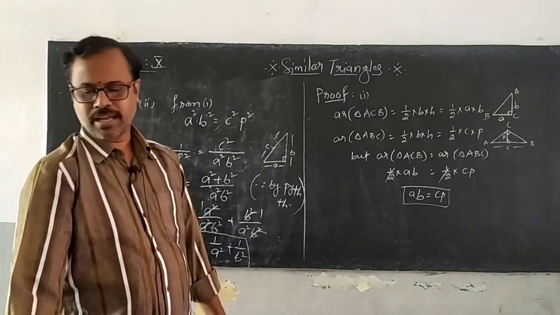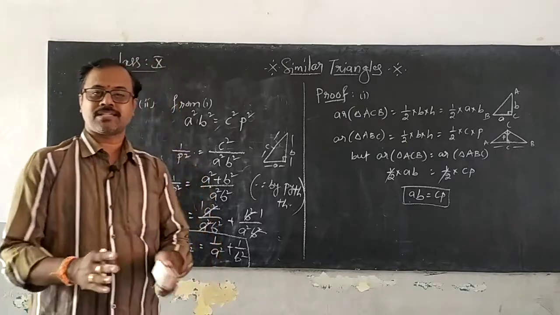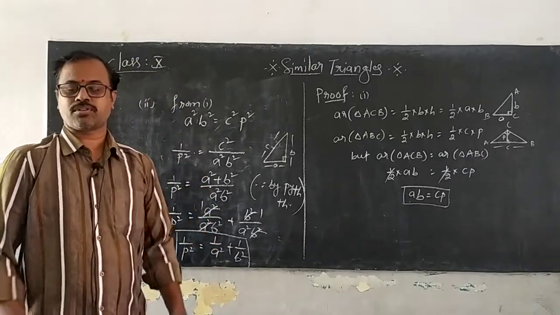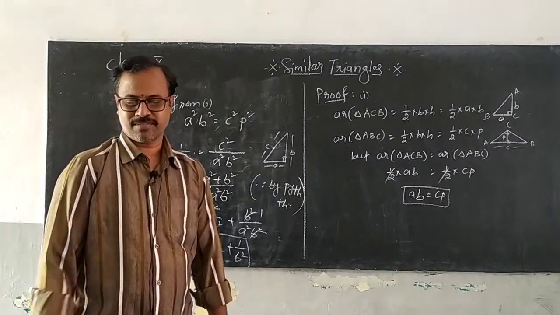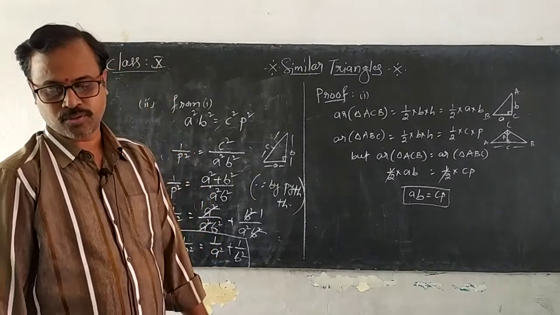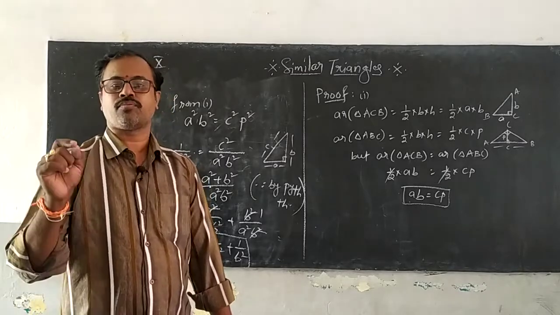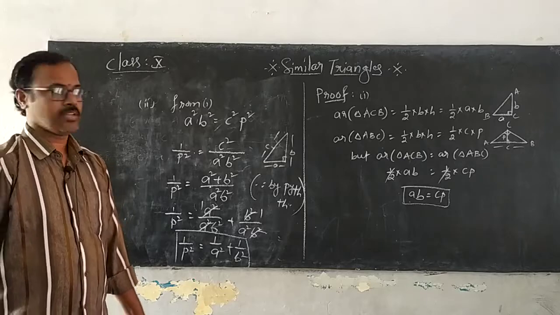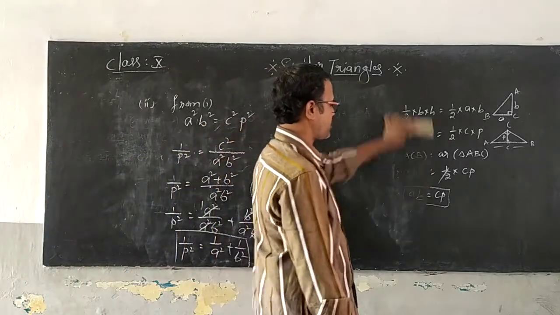Now we come to the exercise 8.4, the last exercise of your chapter. At last we are going to complete the chapter. Okay, very nice. See the first question. Prove that the sum of the squares of sides of a rhombus is equal to the sum of the squares of the diagonals.